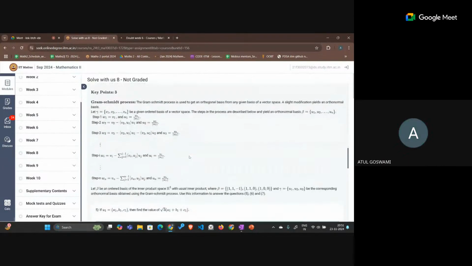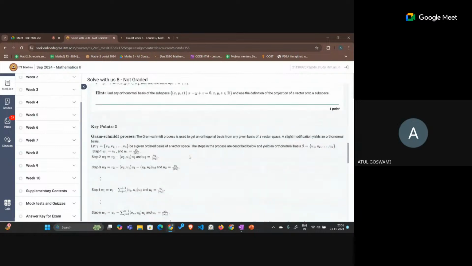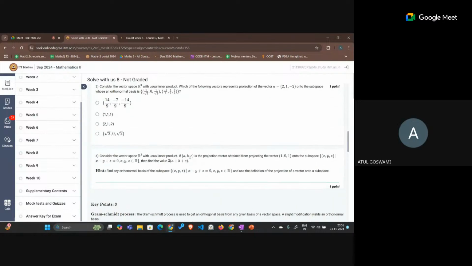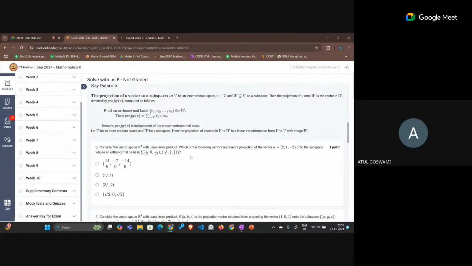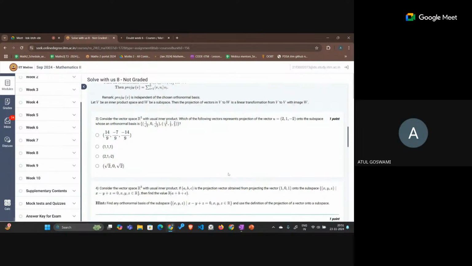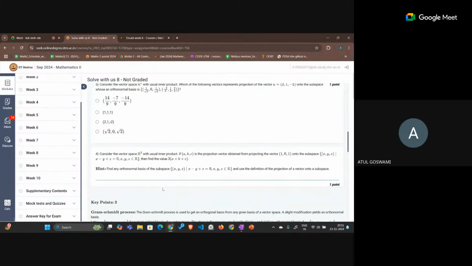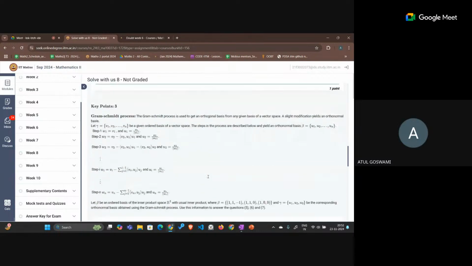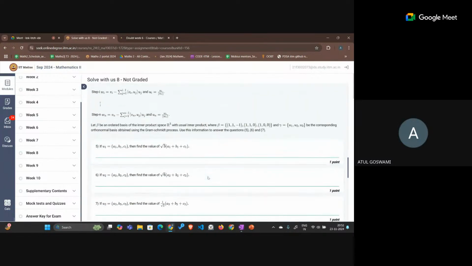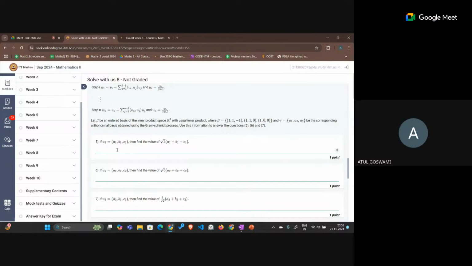This is question number 4, right? Now we solve one question on the Gram-Schmidt process. I think in this question we do not need to use Gram-Schmidt, but we have to find the perpendicular vectors. I'll see whether I have some sort of method or not. Meanwhile, you guys solve question number 5, where we have one vector and then find the value of root 3 times ABC. This is the question given here.